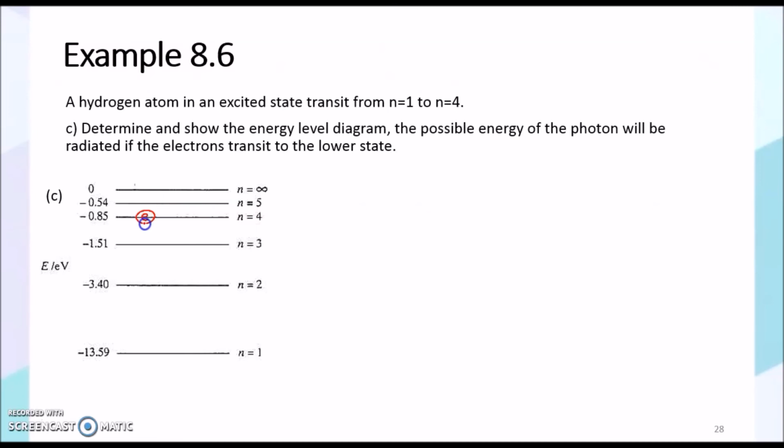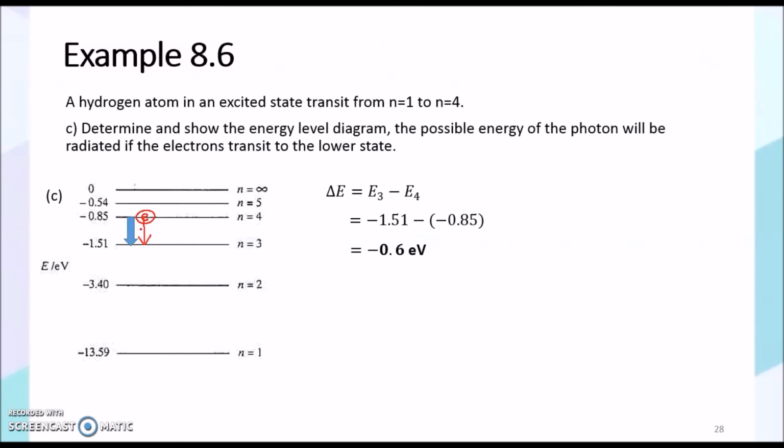First, there is the possibility to transit from n equal to 4 to n equal to 3. The possible energy of the photon that will be radiated during this transition is E final minus E initial. E final is E3, E initial is E4. Substitute the energy, then you will get negative 0.66 electron volt. This is the energy released or photon emitted ataupun photon radiated during the transition.